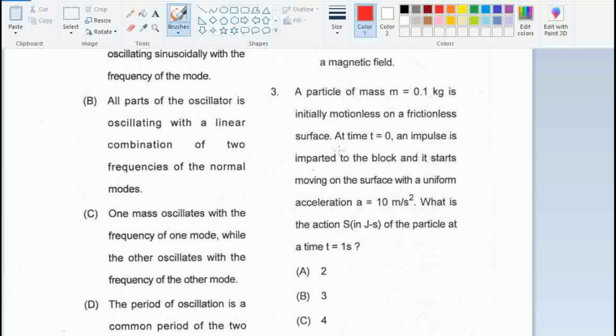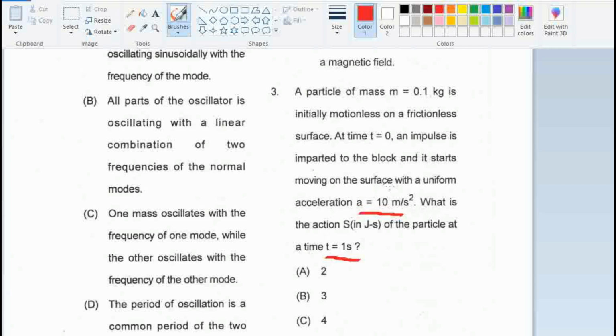It is given that at t equal to 0, an impulse is imparted to the block and it starts moving on the surface with a uniform acceleration, and the acceleration is 10 meter per second square, and we are asked to find the action at t equal to 1 second. So what is impulse? Impulse is force times the time duration. Okay, force into time, that is the unit. So we are asked to find the action.